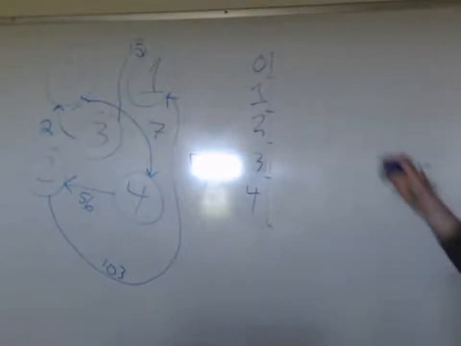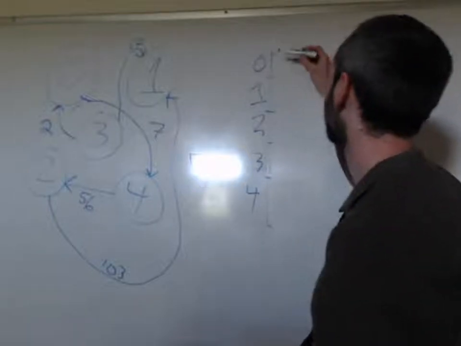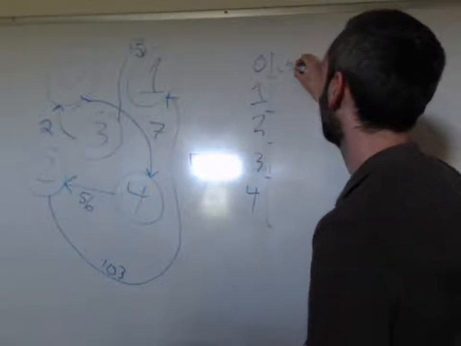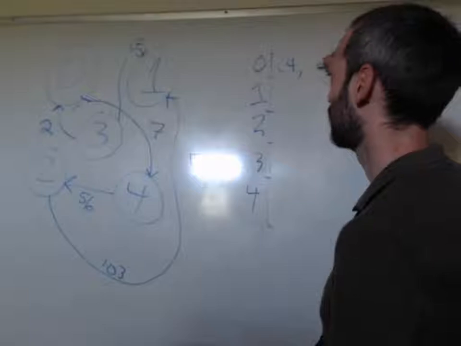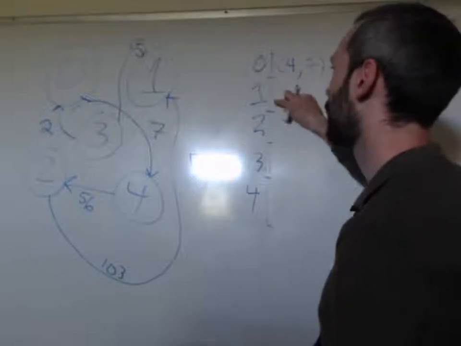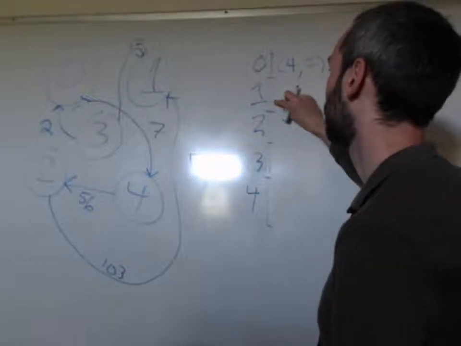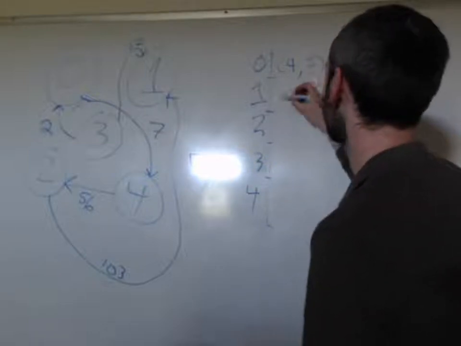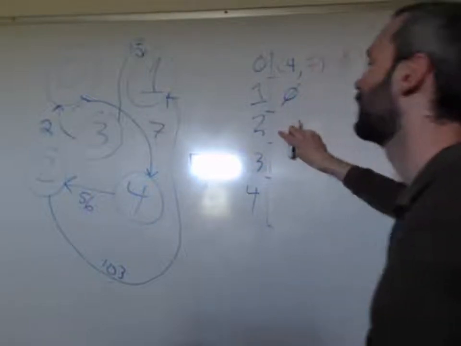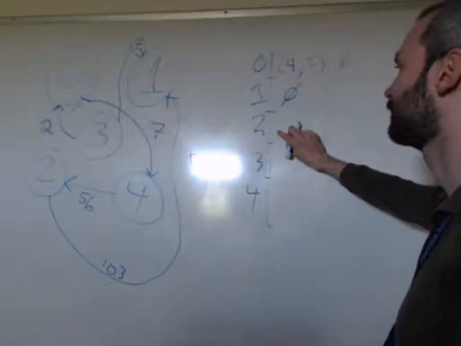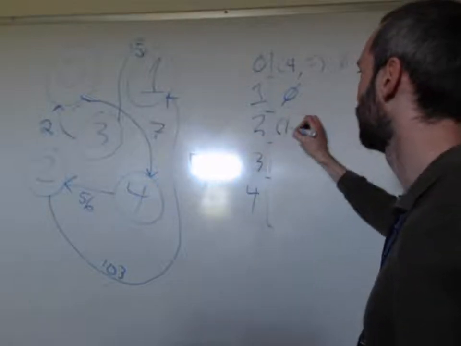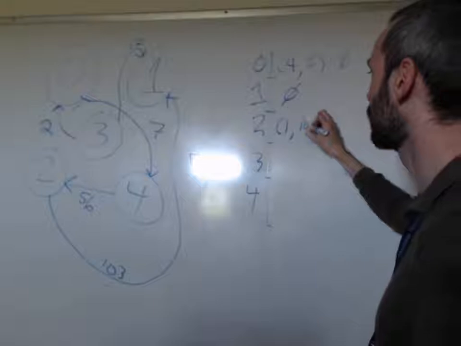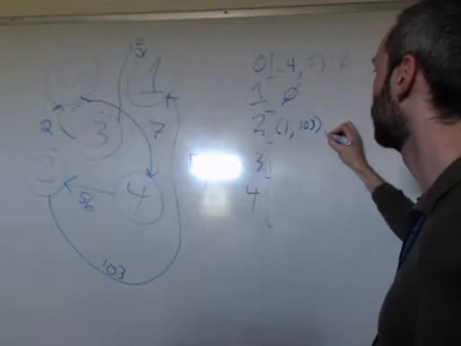Just 4. So we're just going to write 4, and what's its weight? 7. All right. If you're at 1, where can you go? Nowhere. If you're at 2, well, let's make this real quick so we can see that it's actually a list. If you're at 2, where can you go? 1. What's the weight? 103. Anything else? Nope.